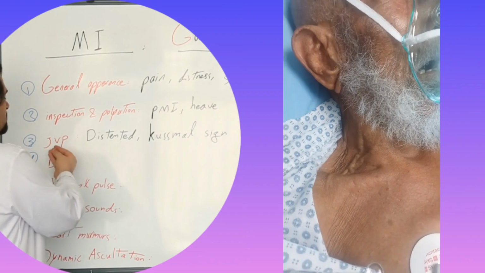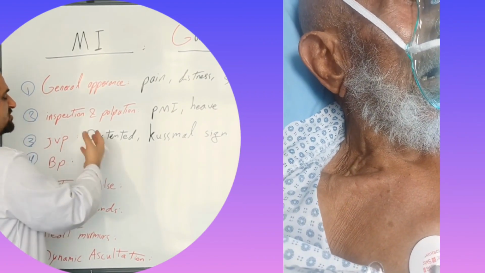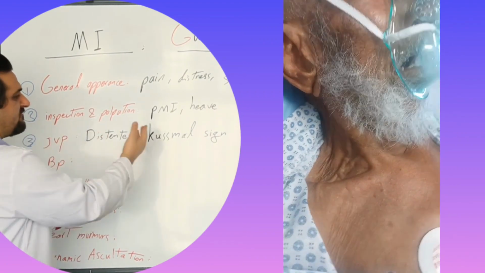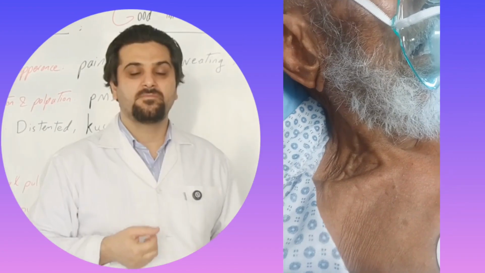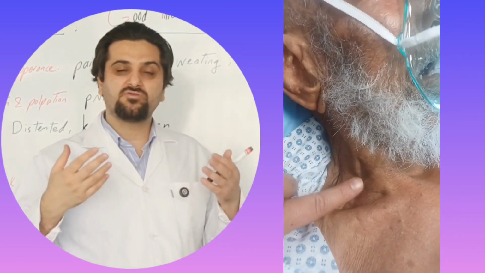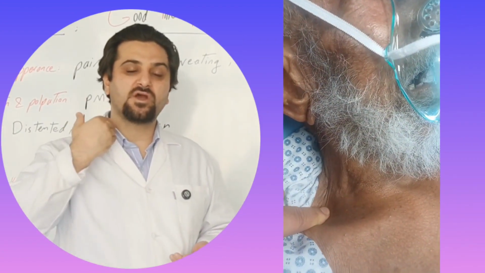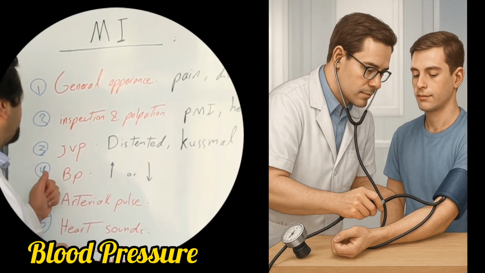In a patient with MI, especially if it's an RV-MI, the JVP is distended and elevated, and these patients have Kussmaul's sign. That is, when the patient inhales or performs inspiration, the JVP column does not fall. The next item is blood pressure.